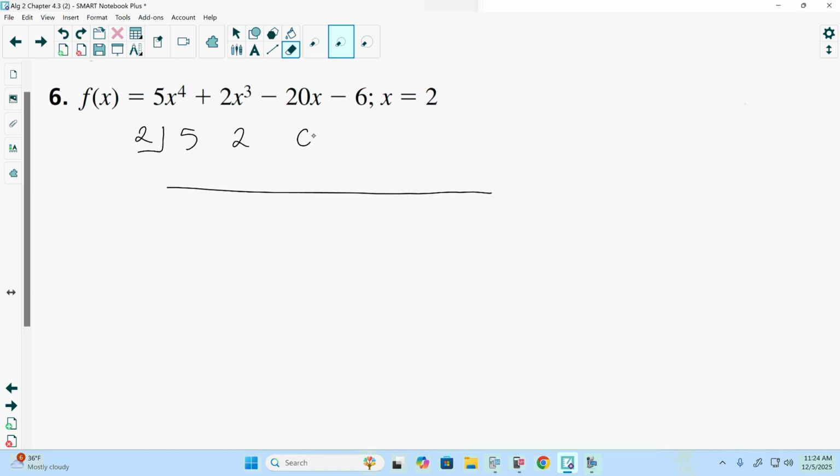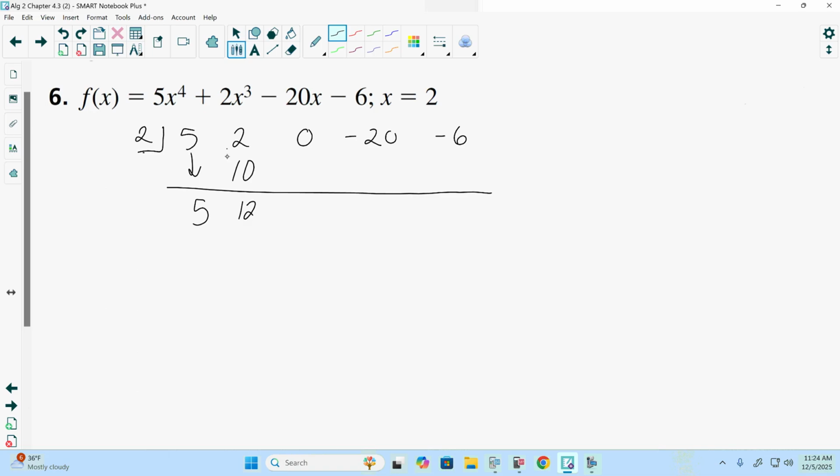Two for x cubed, 0 for x squared, negative 20 for x, negative 6. One of the biggest places where mistakes are going to show up is forgetting to put the terms back in. Since we're missing the x squared term, we got to put it in as 0. And if you use a calculator to do these, do it. Grab that calculator, let it do a lot of the work for you. Because 2 times 5 is 10. Then we can say plus 2.